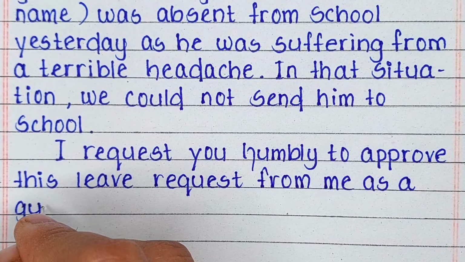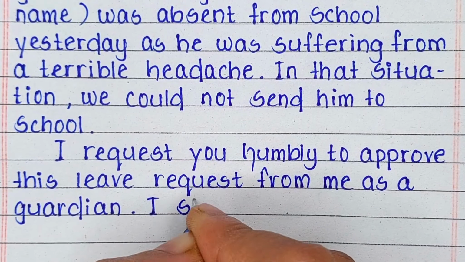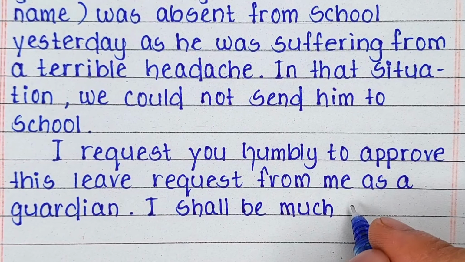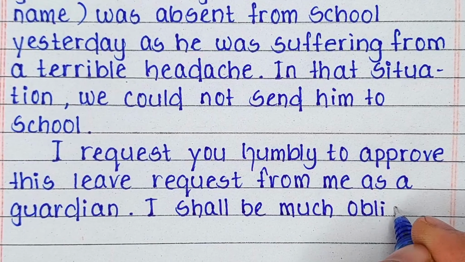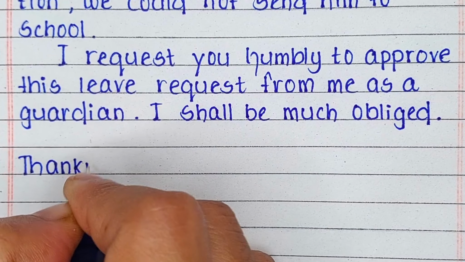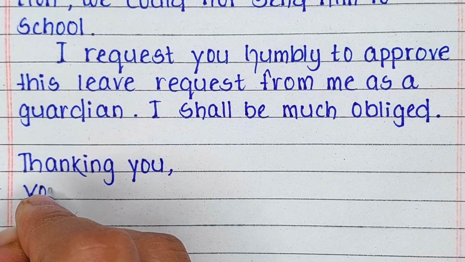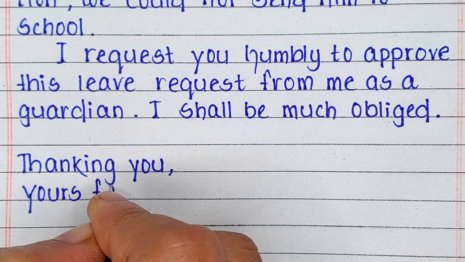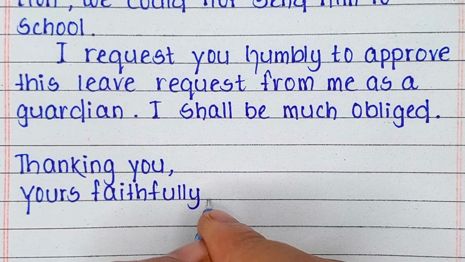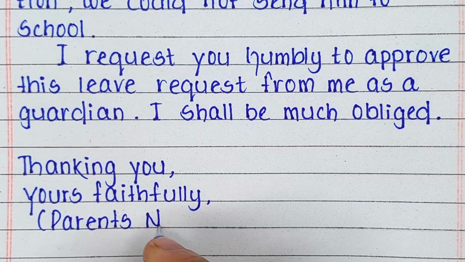In the next paragraph, write, I request you humbly to approve this leave request from me as a guardian. I shall be much obliged. Next, towards the left hand side corner, write, thanking you, yours faithfully, the parent's name along with his signature.